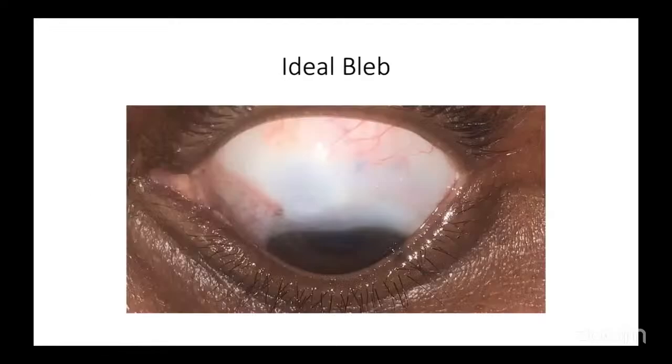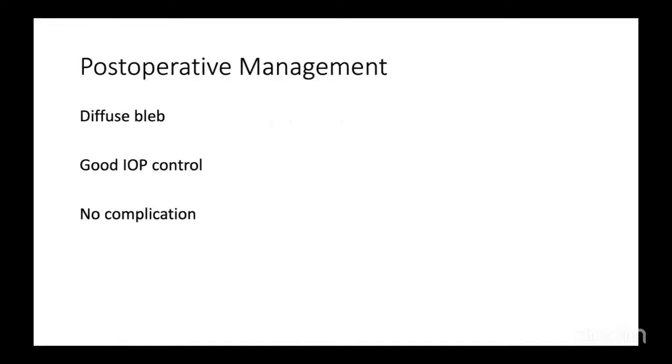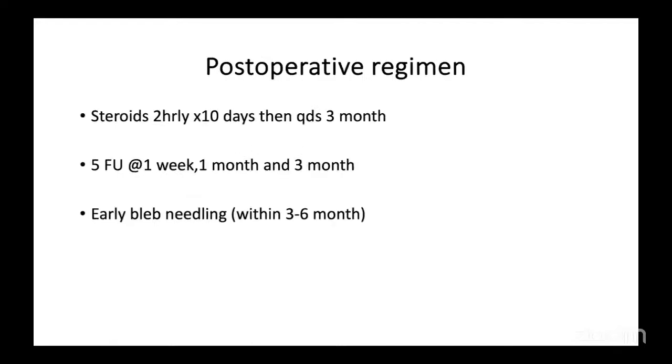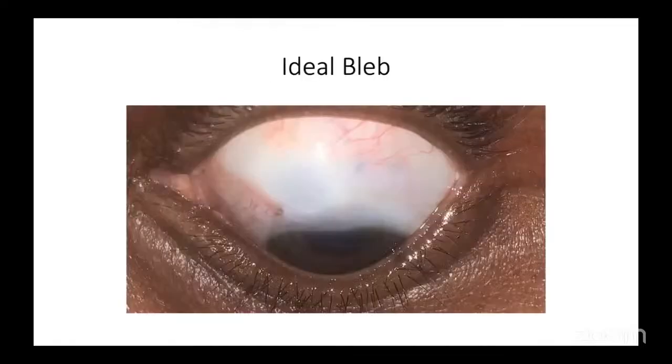Exactly. So you can see this. So post-operatively, this is what we want to see. We want to see a diffuse bleb with good pressure and no complications. And this is my post-operative regimen: steroid 2 hourly for 10 days, and then QDS, IVVU at 1 week, at 1 month, at 3 months, and PRN. And if there is need for needling, it should be done within 3 to 6 months. All this helps in the survival of the bleb.